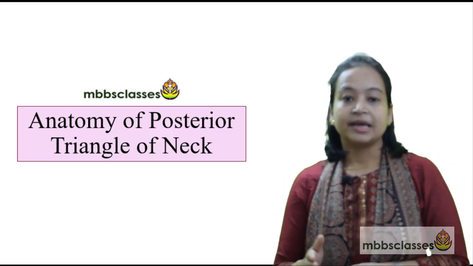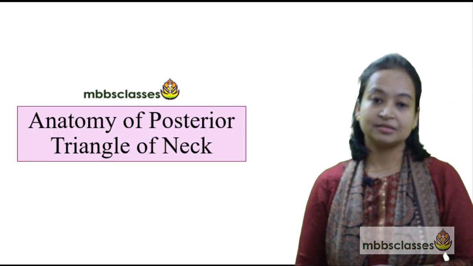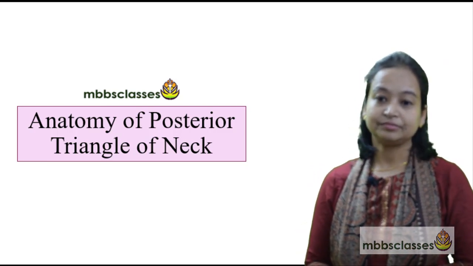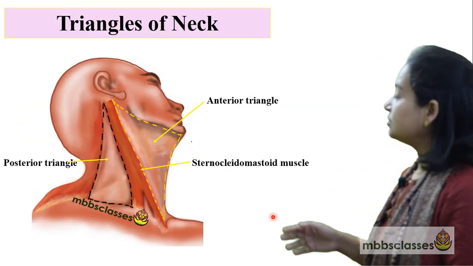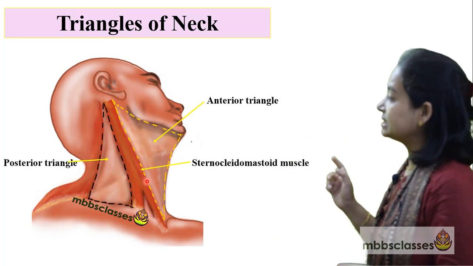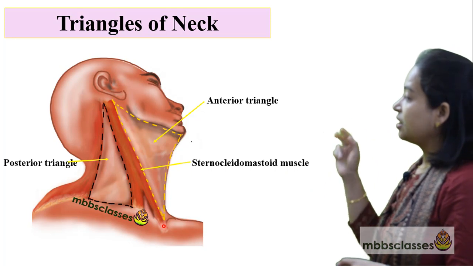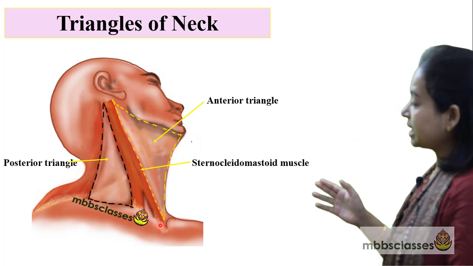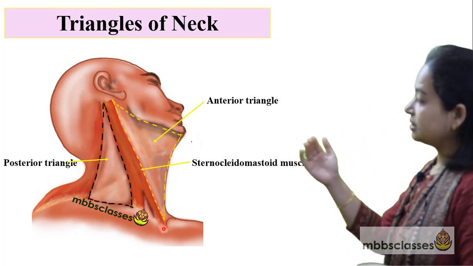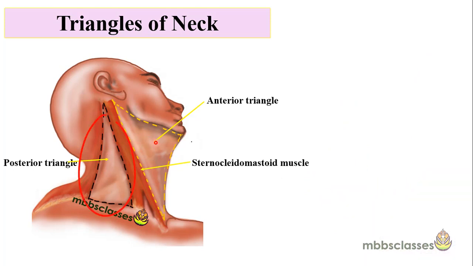Now let's begin. Can you remember the muscle that divides the neck into two triangles? Okay, you are very good. It's correct. It is the sternocleidomastoid, as you can see in this diagram. The sternocleidomastoid runs obliquely across the neck from the mastoid part to the sternum, and it divides the neck into anterior triangle and the posterior triangle. So our focus today will be only on the posterior triangle.